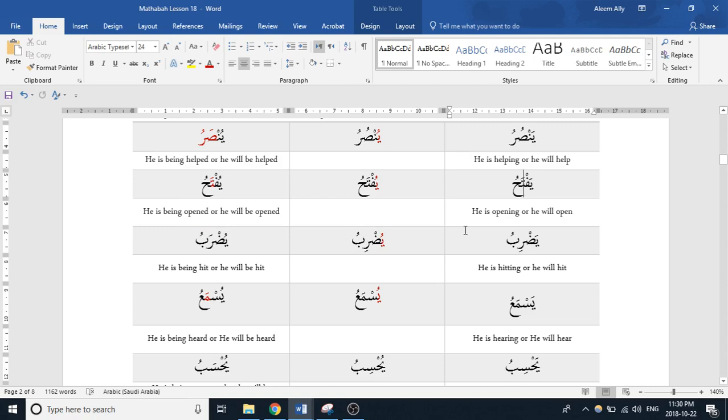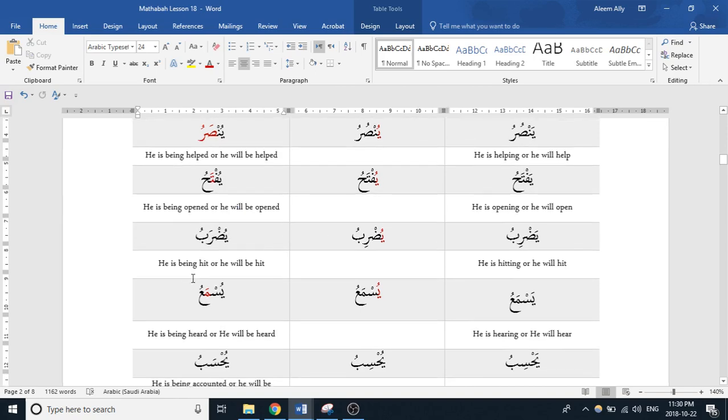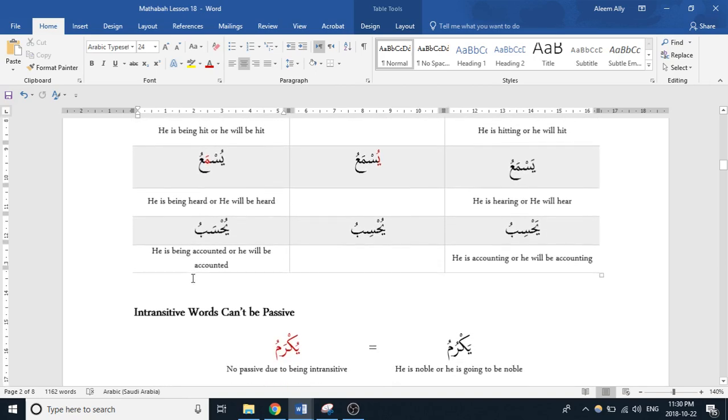Same applies to daraba. It would go from yadribu to yudrabu, putting a dhamma on the first letter, then a fatha on the second letter. And it would go from being he is hitting to he is being hit. Same applies to sami'a, same applies to hasiba.